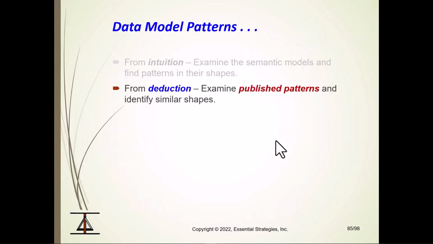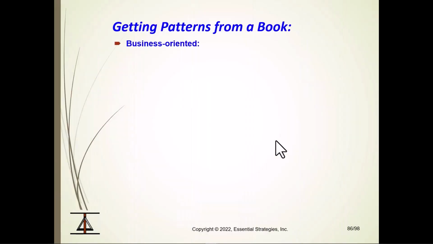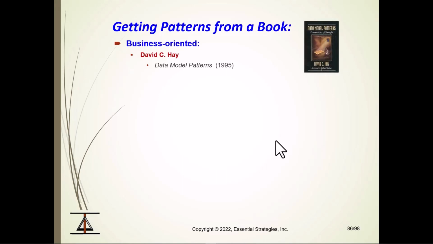And now, from deduction, establish published patterns and identify similar shapes. Getting patterns from a book. Well, I happen to have this handy-dandy 1995 book, which is business-oriented. I have about a dozen standard patterns, the first book of its kind, meaning standard data models to describe standard business situations. I had a follow-up volume in 2011, which, rather than being a single level of abstraction, addressed several levels of abstraction and much more detail. It's Enterprise Model Patterns: Describing the World.